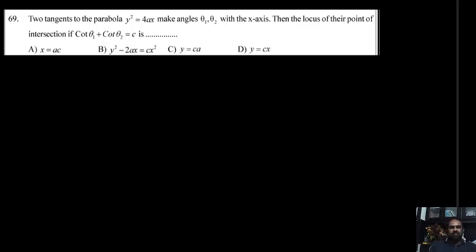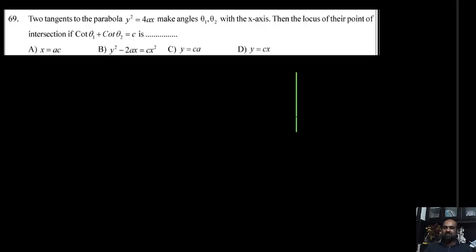Another question. Two tangents to the parabola y squared equals 4x make angles theta 1 and theta 2 with the x-axis. Indirectly, their slopes are given: tan theta 1 is one slope and tan theta 2 is the other slope with the x-axis. Then find the locus of the point of intersection if cot theta 1 plus cot theta 2 equals c. Interesting problem. I will draw a diagram and complete it.